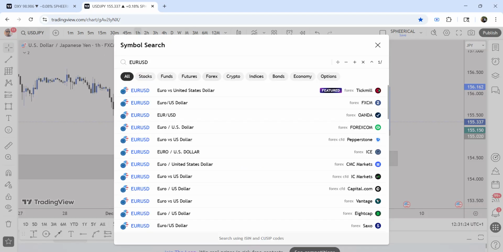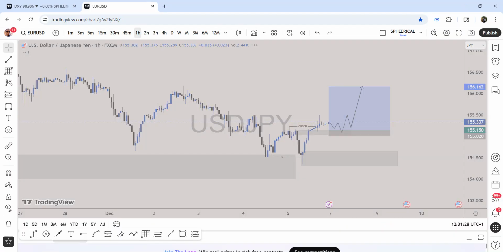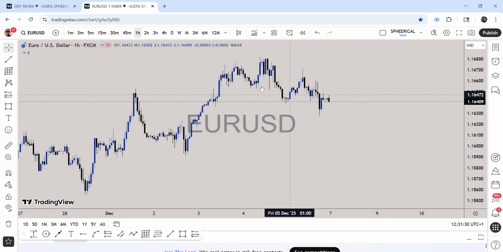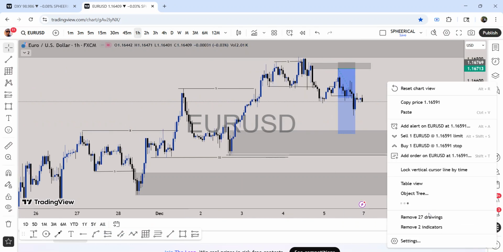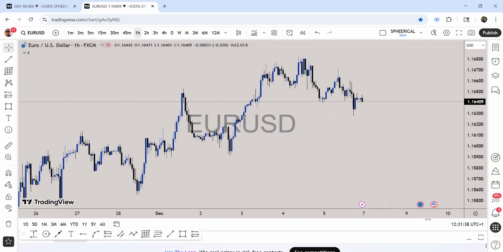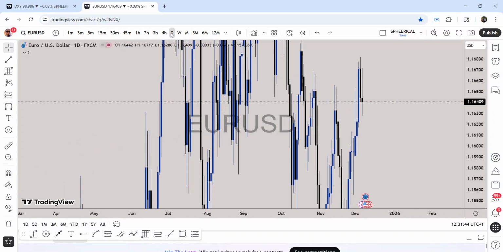Euro USD. We are going to start with the 1 day time frame, so that we can actually see. Okay, this is a trade I have been in. Let me just clear everything. So let's just start with the 1 day, so we can have a clue of what we are doing.